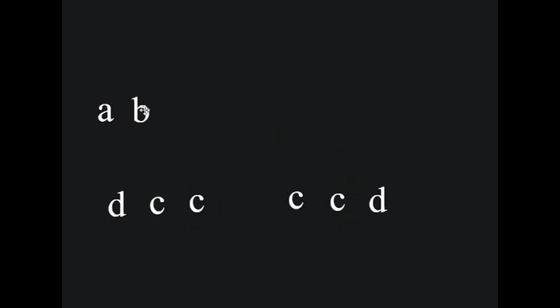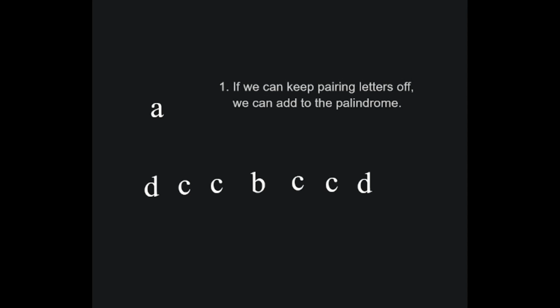Once we reach the middle, you don't need the middle to have two identical characters. So I might form a palindrome that looks like this: DCCBCCD. And this A here is the leftover. I don't know what to do with the A. We've learned two things. One, if we can keep pairing letters off, we can keep adding to the palindrome. And two, we can put any letter we want in the middle if we have spare letters left.